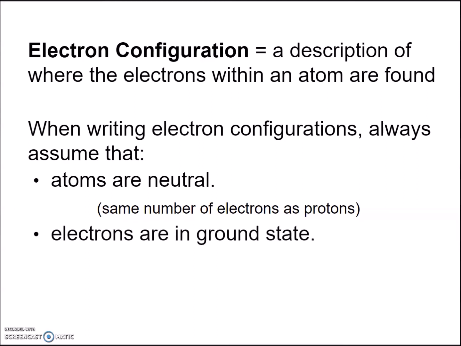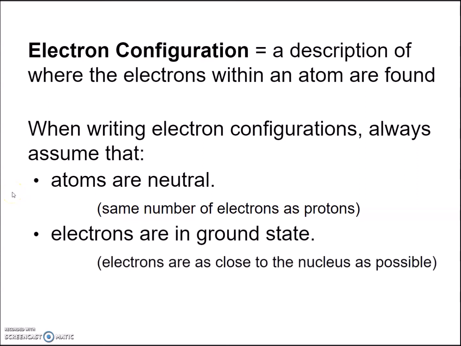Secondly, electrons are in ground state configuration. That means we are not going to assume that any of the electrons are promoted from one energy level to another. We're going to picture them as close to the nucleus as possible, since normally electrons being negatively charged would be attracted to the nucleus, which is positively charged, and they would want to get as close to that positive charge as they could.